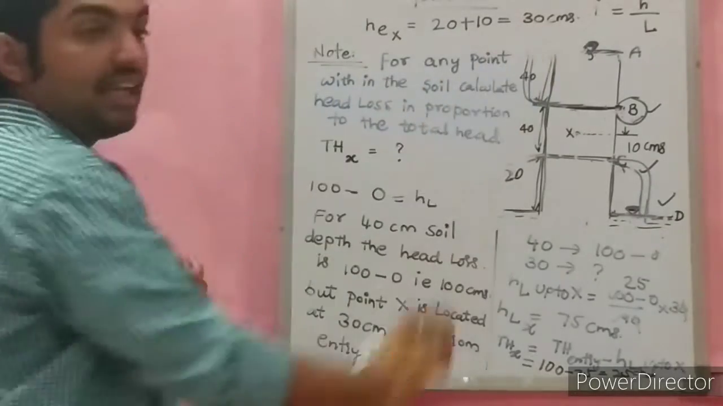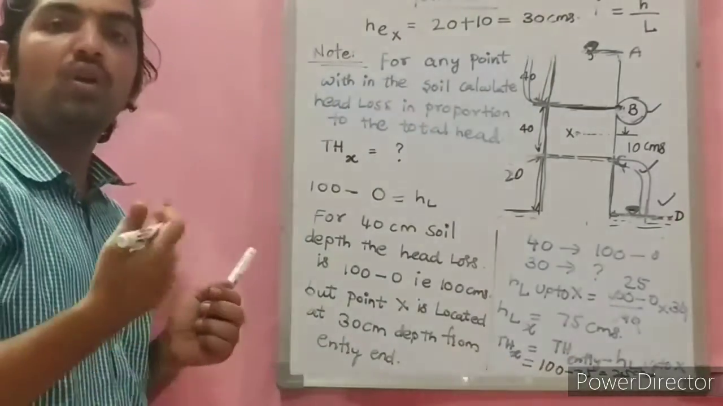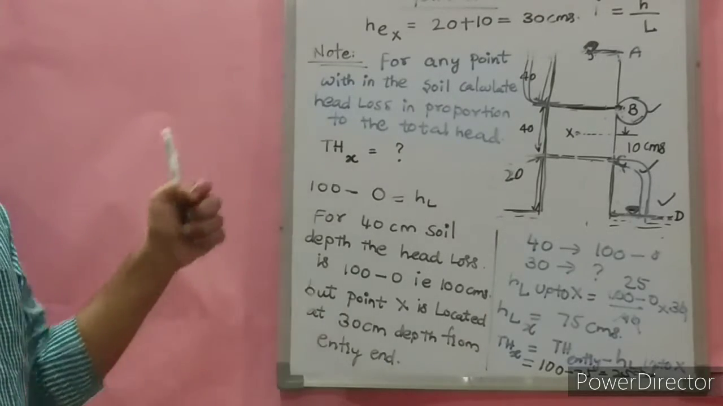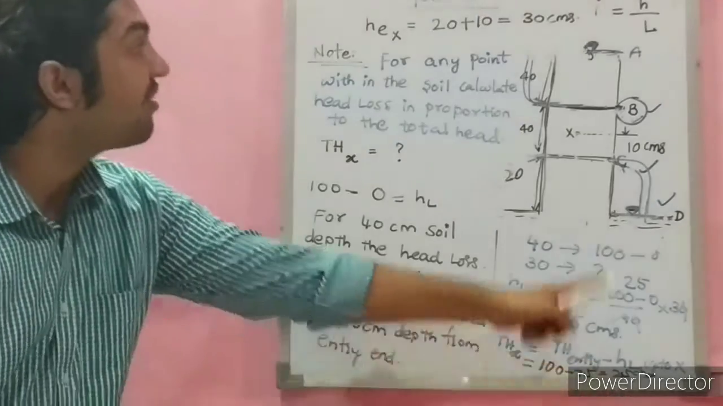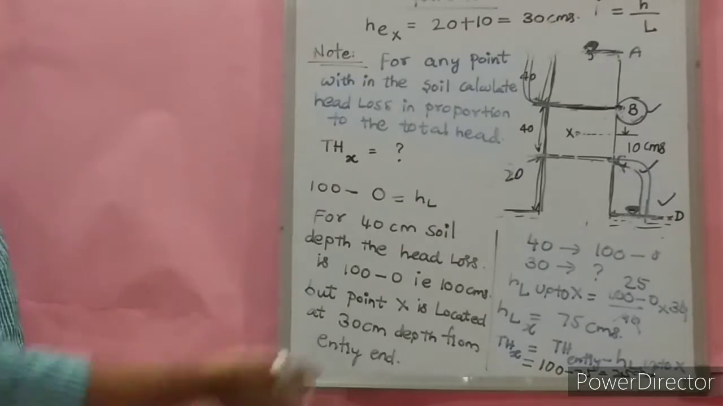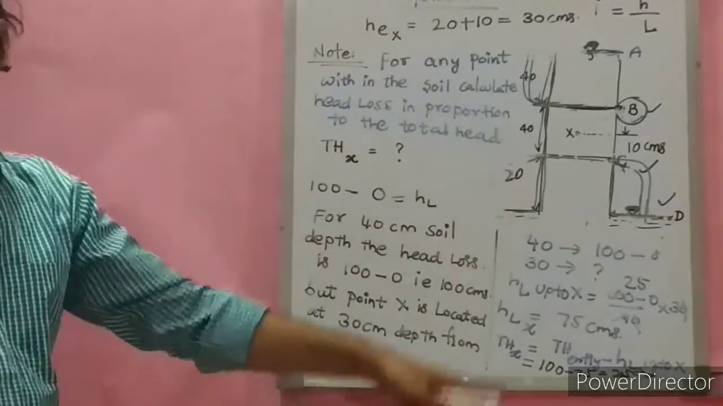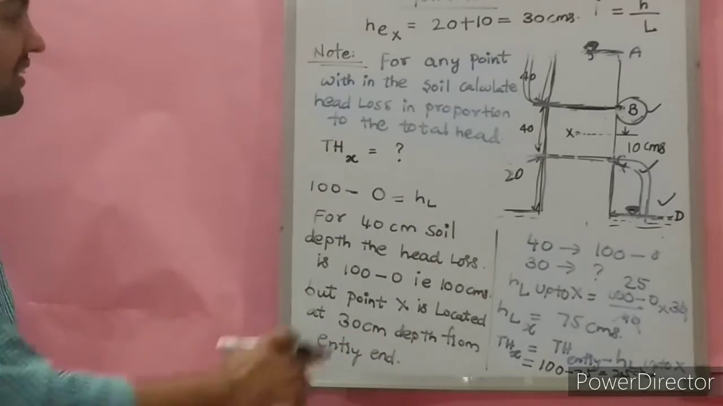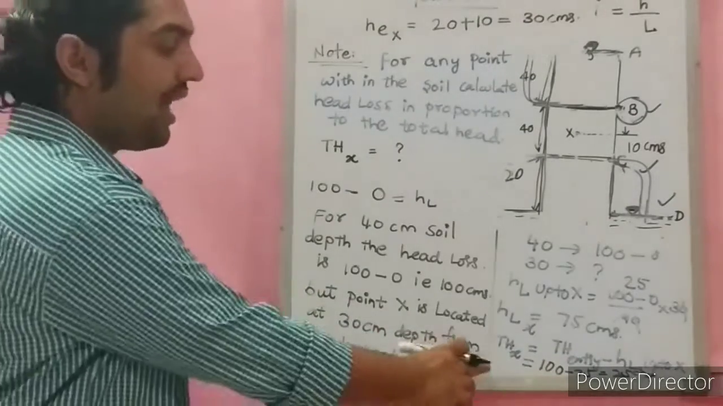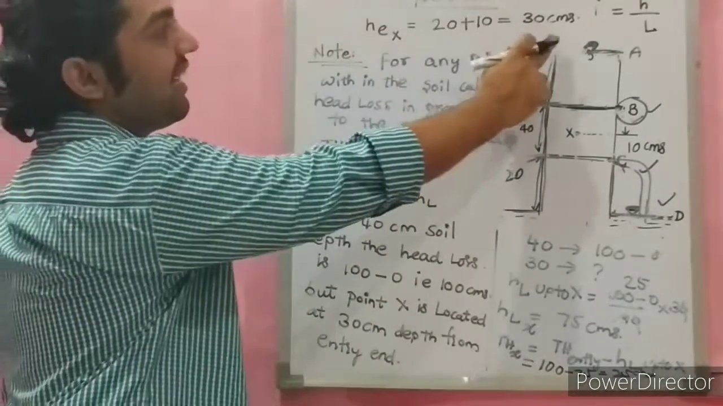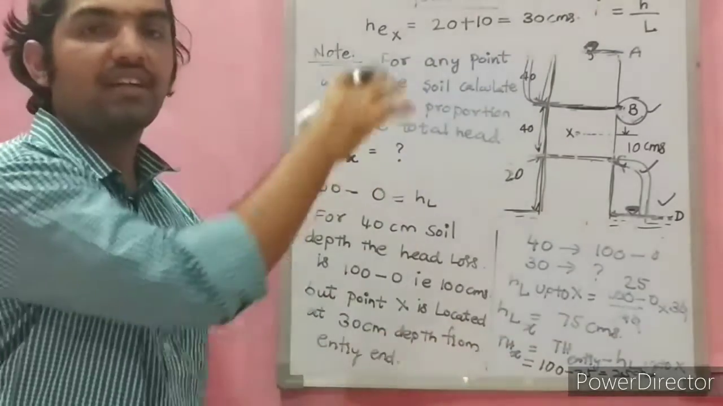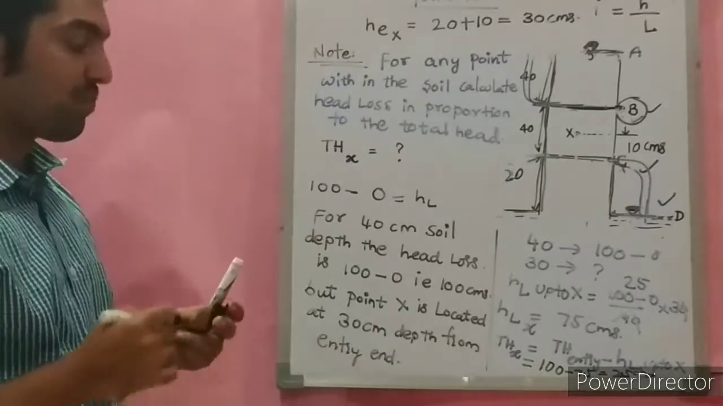Elevation head at X is 30. Total head is 25. How do you compute pressure head? Pressure head is equal to total head minus elevation head. So total head is 25, and 25 minus 30 is minus 5. Not 5: 30 minus 25 is 5, but 25 minus 30 is minus 5. That is the pressure head at X. Pressure head at X is minus 5, total head at X is 25, elevation head at X is 30, and head loss up to X is 75. So this is the solution to this problem.